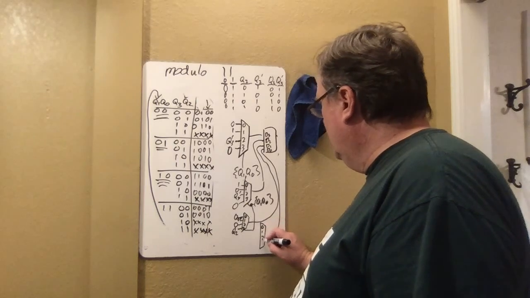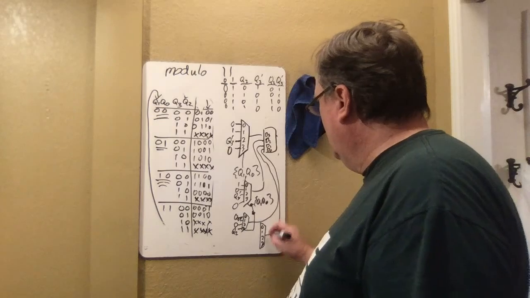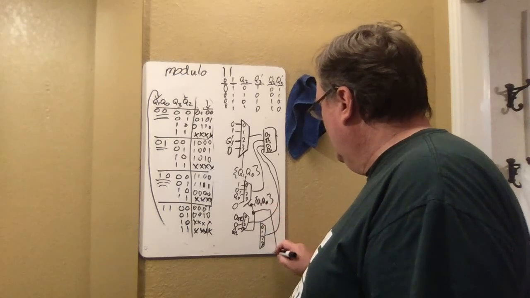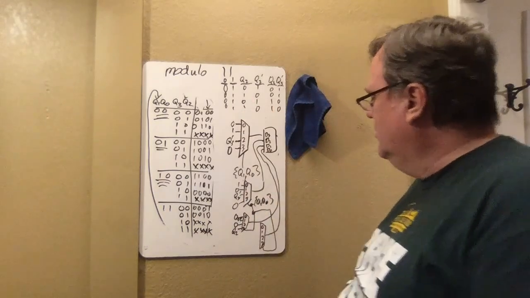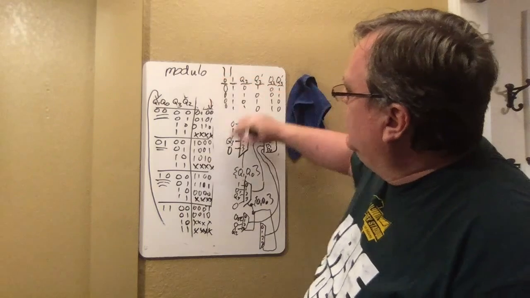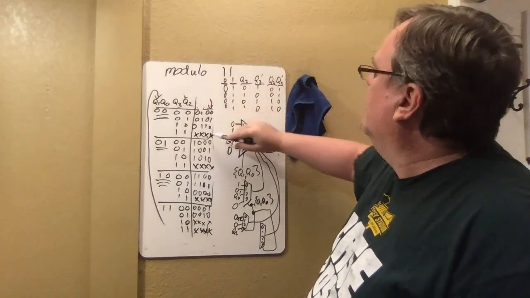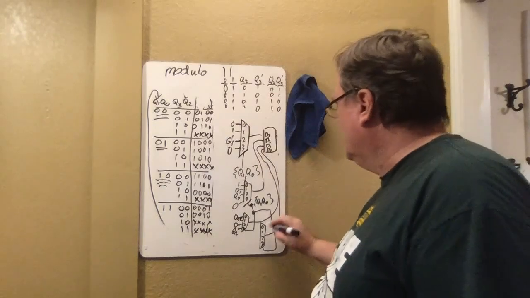0, 1, 2, 3. I'm not saying this is pretty. And I'm trying to do it without erasing. Oh, so now I'm on the very last column, 0, 1, 0. That's Q2. We got X, so I can make the last one.